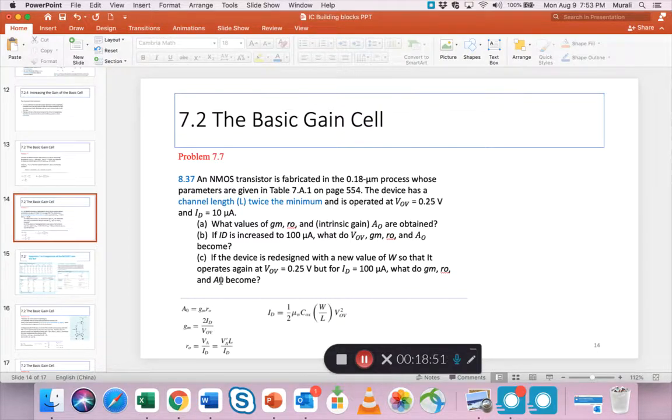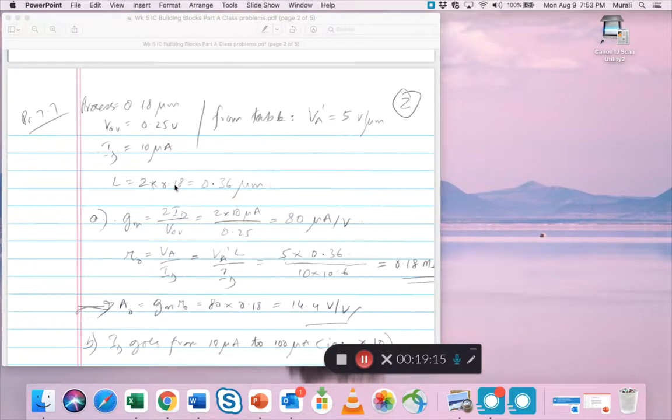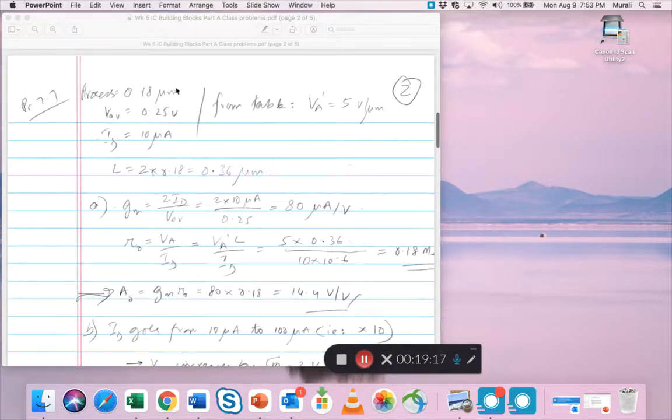All right, so the formulas to use are pretty straightforward, the ones I hope by now you have become comfortable with. The formula for ID, the formula for A0, gm, ro, which is in terms of VA and in terms of VA prime and L. So how do you solve this problem? 7.7. Process length is given to be 0.18 micro. VOV is given. ID is given.